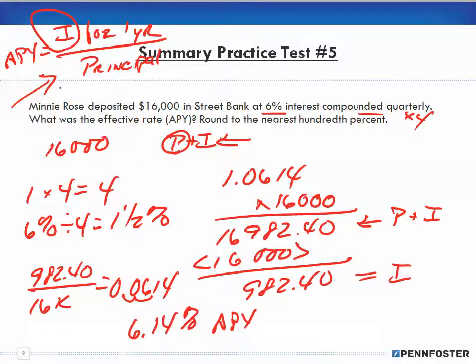And remember, the APY is going to be greater than the nominal rate, the stated rate, due to the compounding effect. So if our nominal rate is 6% and we're only compounding 1 time a year, then the nominal rate is going to be the same as the effective rate. But if we compound any greater amount, semi-annually, quarterly, monthly, weekly, daily, our APY, our effective rate, is always going to be greater than our nominal rate.